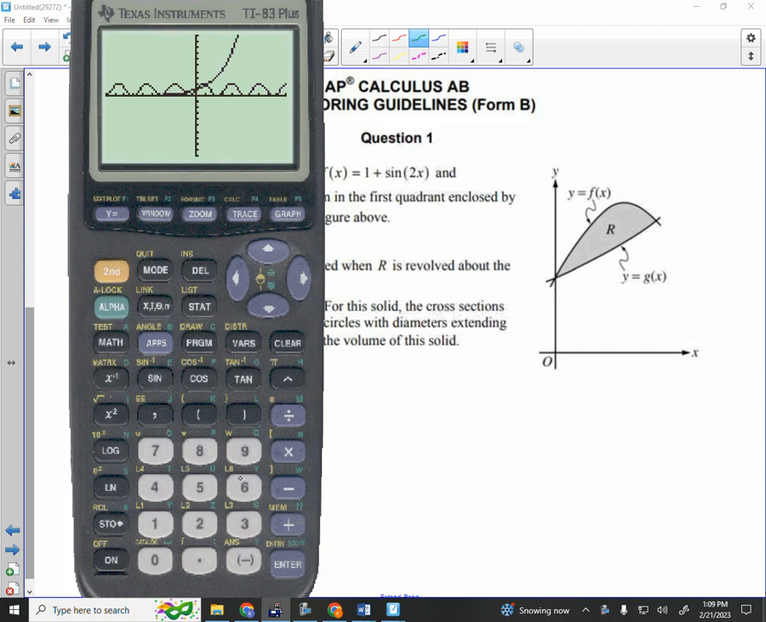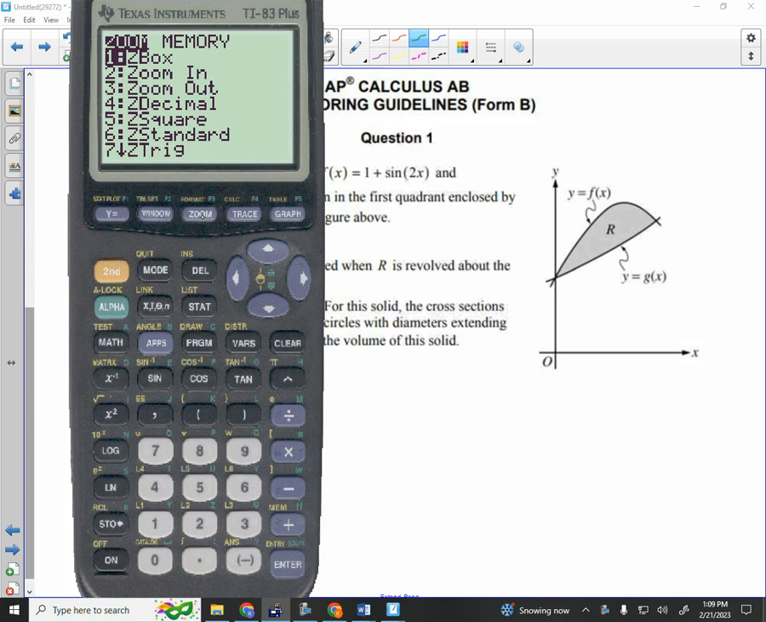Okay, everybody pause and look up here. Do you at least have these two functions? So if you want to try to get this region right here, I think one of the best options is zoom box.